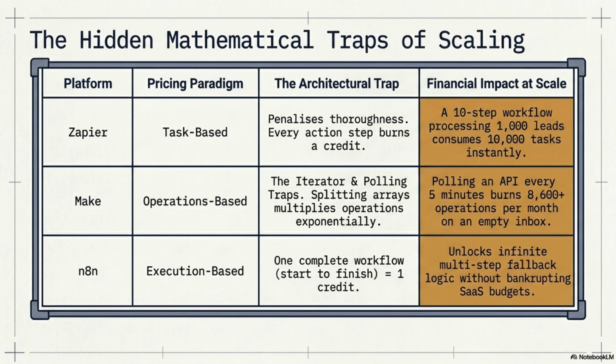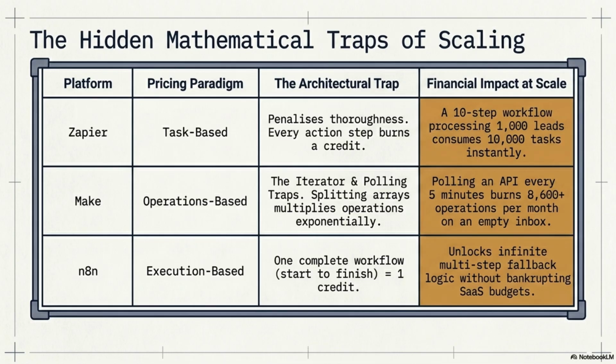You really are. Now, Make uses an operations-based model, which sounds similar but has a pretty fatal flaw if you don't understand how APIs work. Okay, what's the flaw? Well, in Make, every single module execution counts as an operation. They give you a much higher volume of operations for a lower price, often 10,000 operations for around $10 a month. That sounds great. It does.